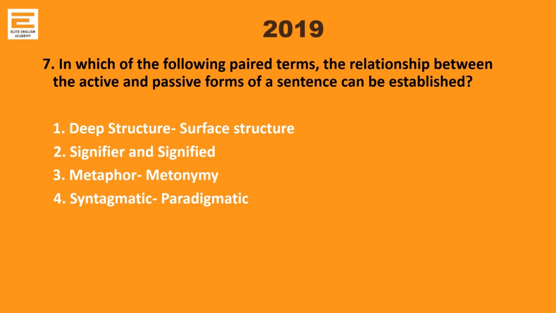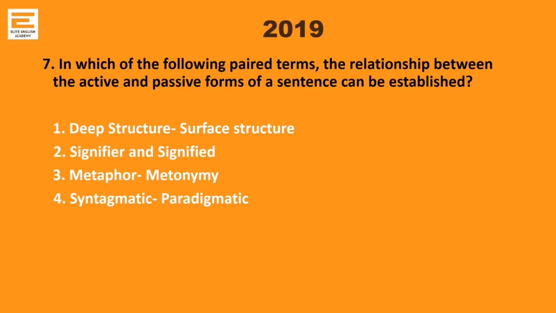This question was asked in the 2019 June exam. In which of the following paired terms can the relationship between the active and passive forms of a sentence be established? I would say this is one of the most difficult questions because all the options given are very difficult to understand. What is deep structure and surface structure?